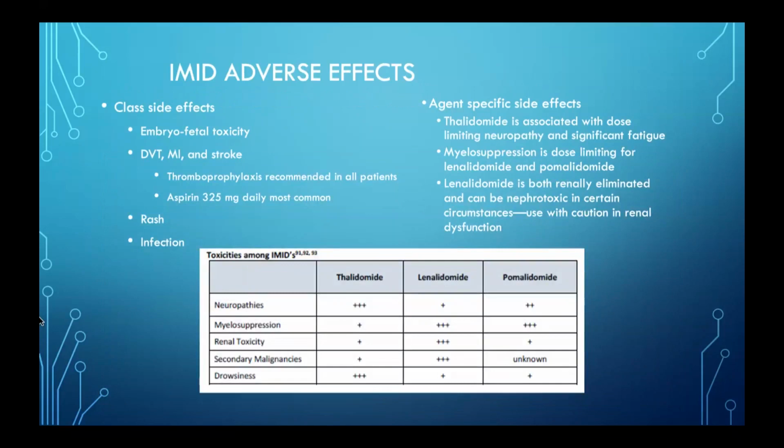Looking at our adverse effects profile, the embryo-fetal toxicity is going to be class-wide. And then we have that thrombotic risk, so DVT, myocardial infarction, and stroke, likely related to those angiogenesis effects of the medications. And because of that, thromboprophylaxis is going to be recommended in all these patients. A variety of things are used across the country. Our most common regimen is aspirin 325 milligrams, unless patients have a prior bleed risk or a prior thrombosis, where we'd be using something like apixaban.